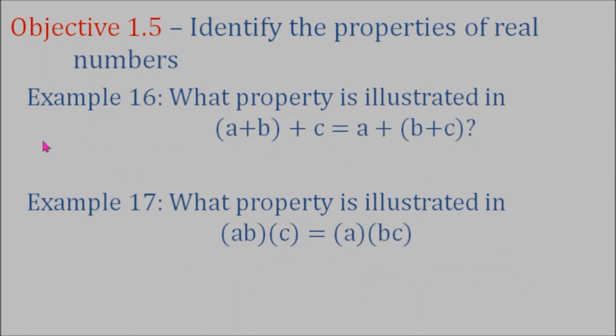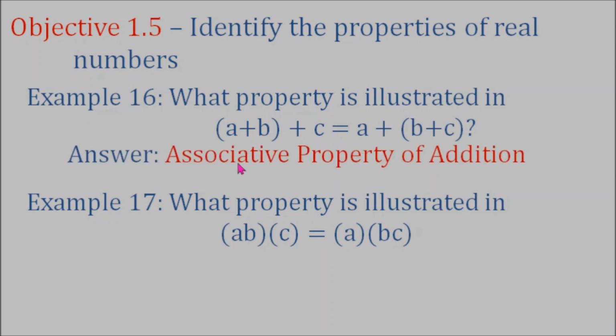Example number 16. What property is illustrated in the quantity a plus b plus c equals a plus the quantity b plus c? So notice here that we are adding 3 letters, a, b, and c. On the left side, we have in quantity the a plus b, while on the right side, we have b plus c in a quantity. So notice here that we are just regrouping the 3 letters. So this illustrates associative property of addition.